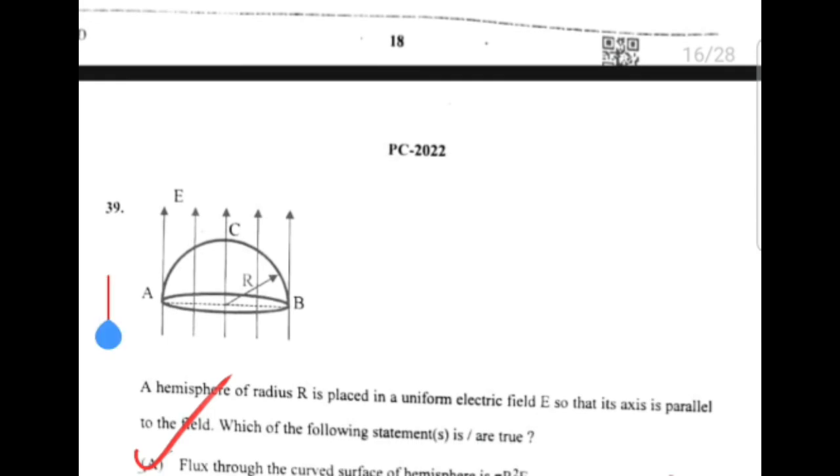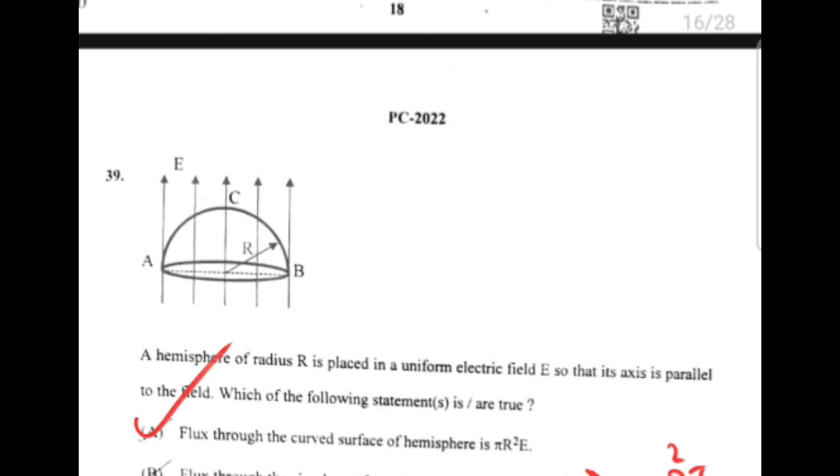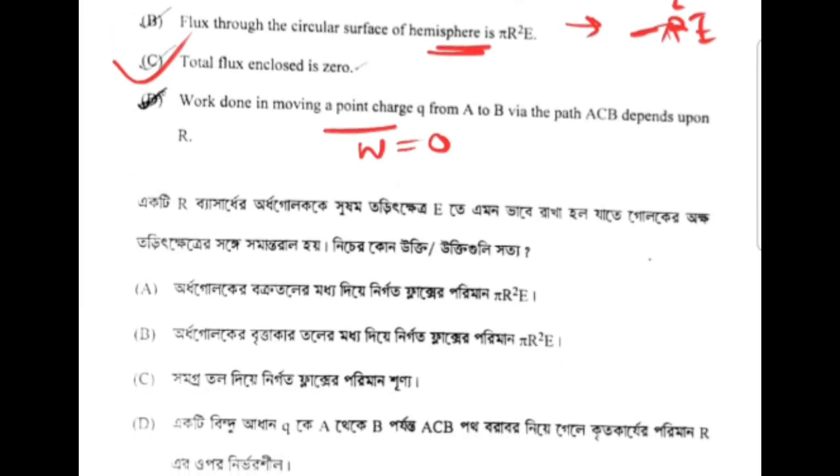Question number 39. A hemisphere of radius r is placed in a uniform electric field so that its axis is parallel to the field. Which of the following statements is or are true? From here we can easily see the flux through the curved surface of the hemisphere is pi r square E, correct option. The total flux enclosed is 0, yes, because pi r square E plus minus pi r square E equals 0. The flux through the circular face is minus pi r square E, not pi r square E, so option B is eliminated. And the total work done in moving a charge is 0 as the flux is 0. So options A and C are the correct options.